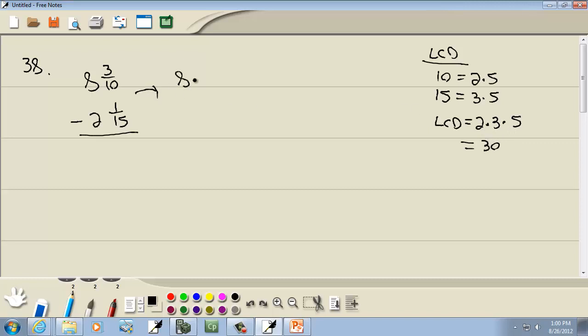So we're going to rewrite both of these with that new denominator. Now you have to look at your old denominator and ask what did you multiply it by to get the new one. This one was 10. I multiplied it by 3 to get the new denominator. So I have to multiply the top part by 3. 3 times 3 is 9. Here I multiplied the bottom part by 2 to get the new denominator, so I have to multiply the top part by 2. So now they have the same denominator, so I subtract the fractions. 9/30 minus 2/30 gives us 7/30. 8 minus 2 gives us 6. So that'd be our answer.